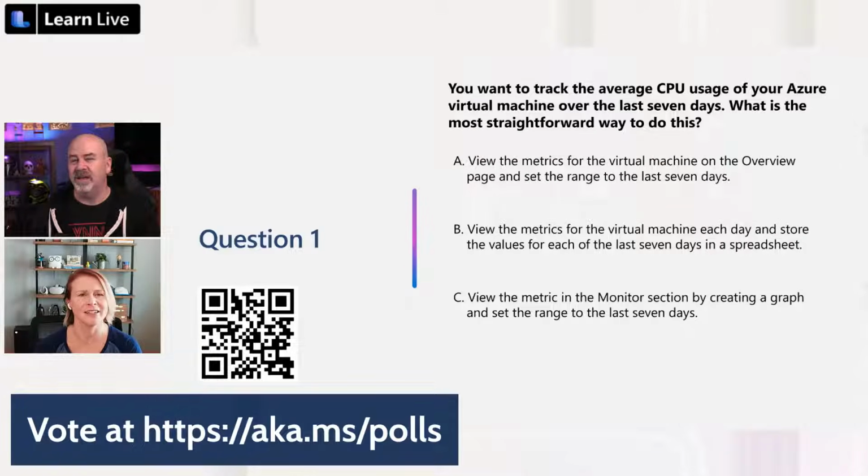Yeah. So C is view the metric in monitor, but create a graph. But I think we learned that we could just jump into that overview section, right? So that's correct. Okay, so let's see if we're right. And it looks like the audience majority is voting A. Nice. Got 75% of voters. Right, so let's see what happens. Yeah. A.